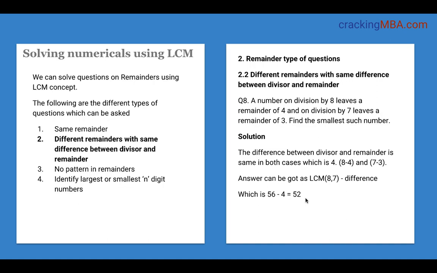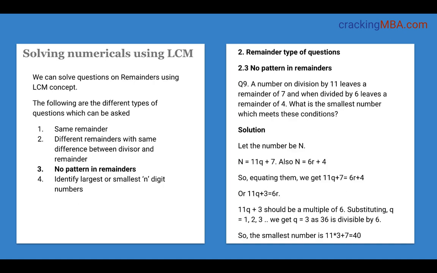Okay, so let's move on to the next type, where there's no pattern of remainders. Here we observe that a number on division by 11 leaves a remainder of 7, and on division by 6 leaves a remainder of 4. What is the smallest such number which meets these conditions?